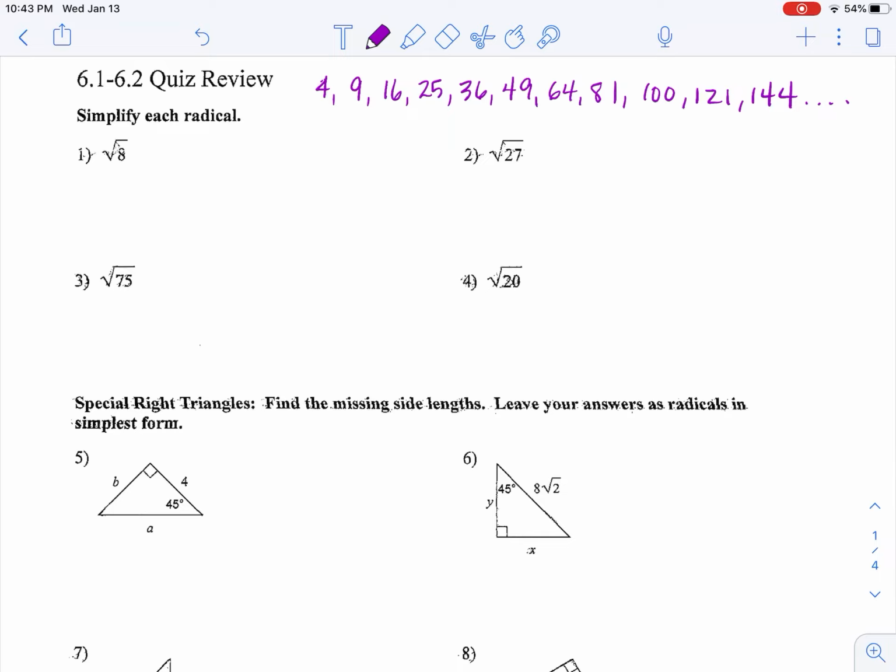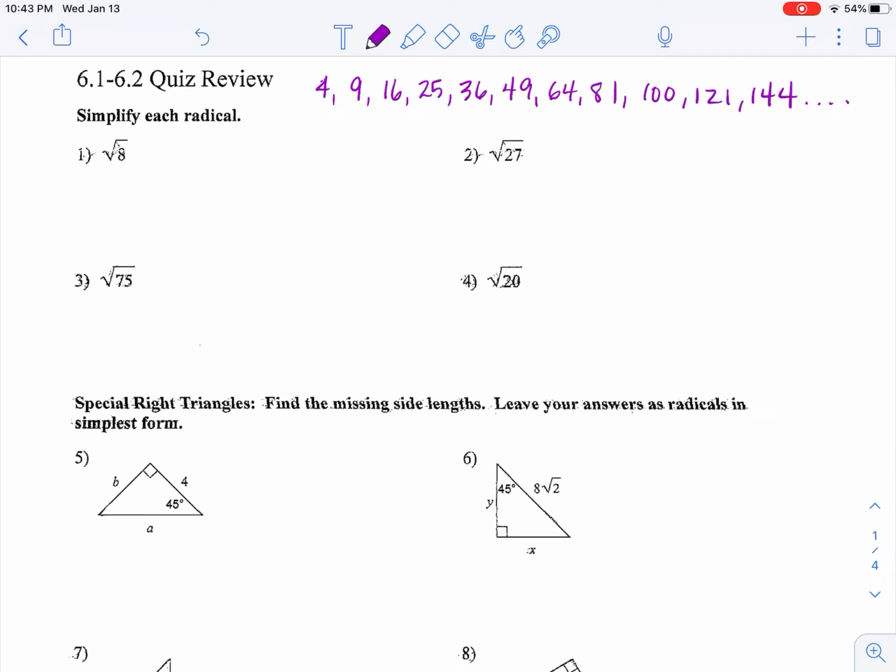Again, what we want to do for simplifying a radical is rewrite the number under the radical as the product of one of the perfect squares on that purple list and then another number that would not be on that list. And you always, when you look at that list, want to find the biggest number that you can use to create the number under the radical. So again, I'm not going to do all of these, but let's look at number 3, I guess. All right, so square root of 75.